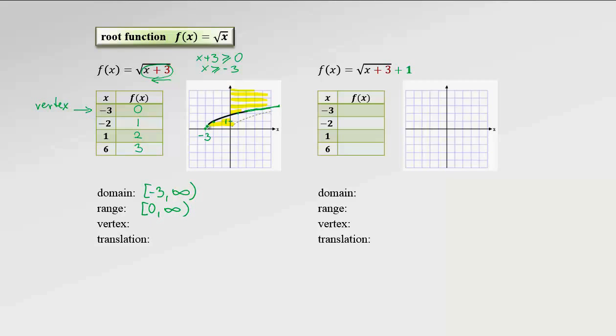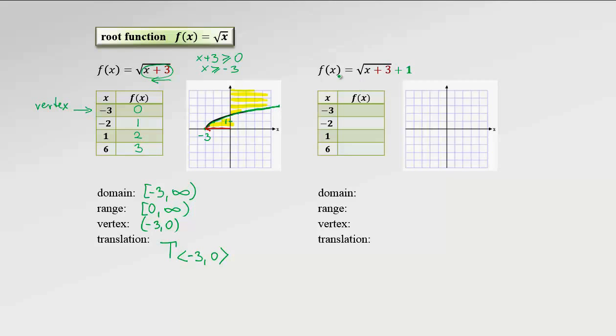The vertex is the first starting point, so it's -3, 0. And the transformation that we applied is translation by the vector -3, 0. 3 to the left and no vertical movement. So overall the final graph is just this green shape.